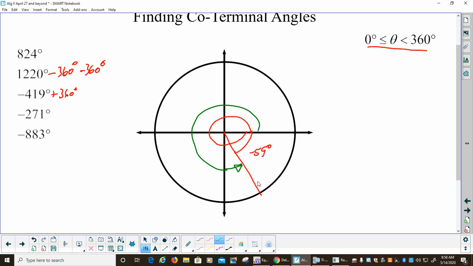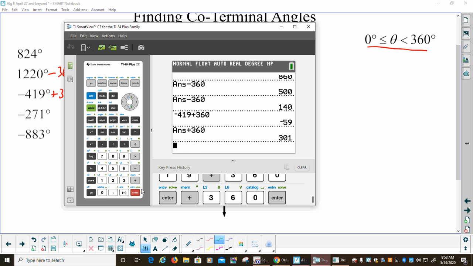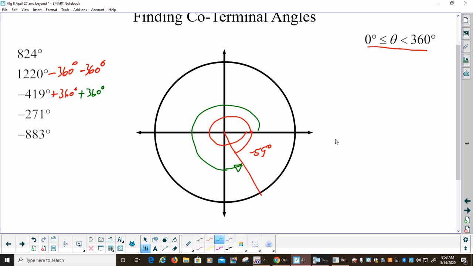Okay. They want you to find the green angle. Well, guys, check this out. All I'm going to do is add another 360, because when I first added 360, I got negative 59. So add 360 again. There it is, 301 degrees. That is 301 degrees. Okay. When you have a negative answer, just add 360 until it becomes positive.